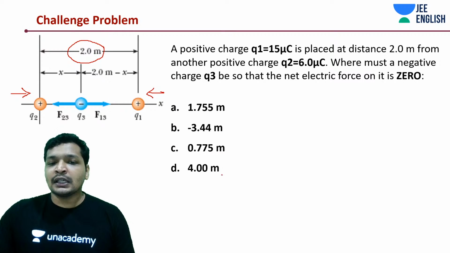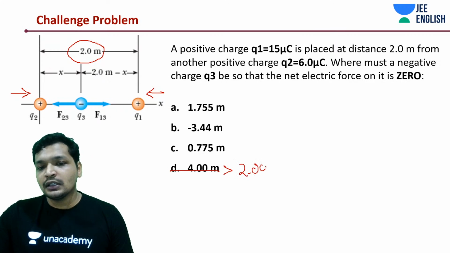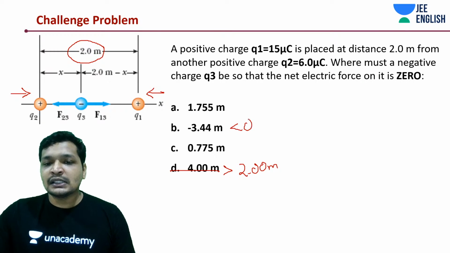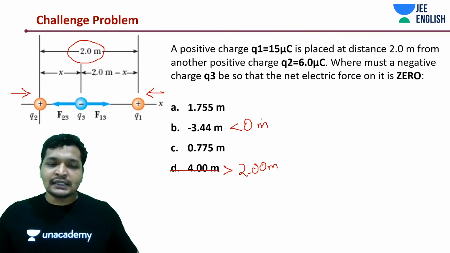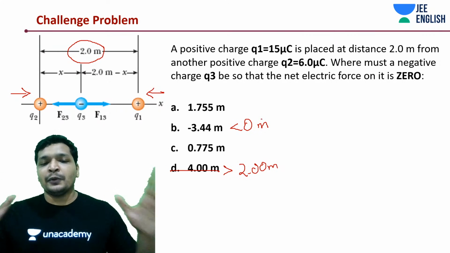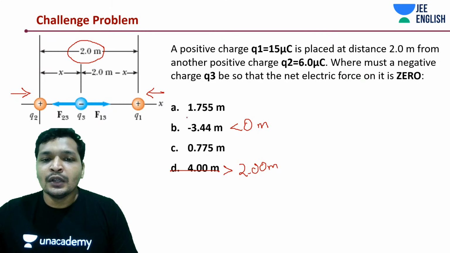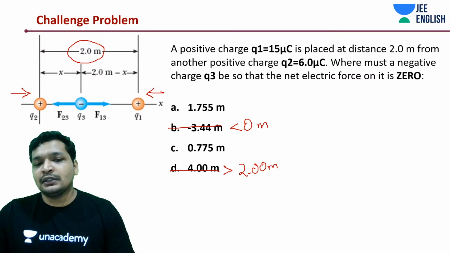From the given options, 4 meters is not possible since this is greater than 2 meters, and the negative value is not possible since this is less than 0. On the left and the right side of the charge arrangement, Q2 and Q1, it is not possible. It has to be in the middle. So these two options can be eliminated conceptually.